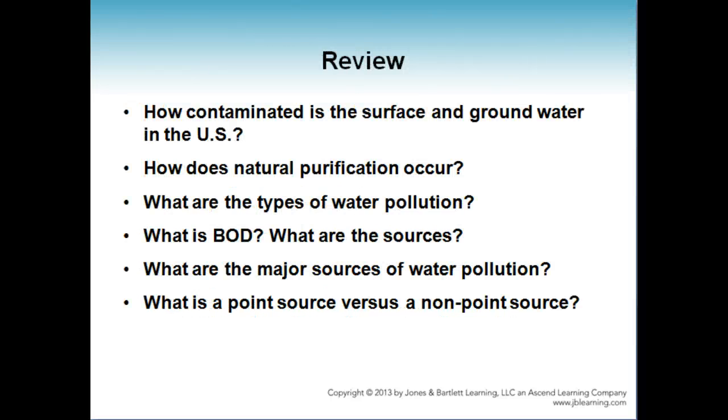So let's review. In this section we talked about how contaminated the surface and groundwater is in the U.S. in general terms. We talked about how natural purification can occur. What are the different types of water pollution? We discussed biochemical oxygen demand and what the sources of it are and how it works. We also talked about the major sources of water pollution and what the difference is between a point source versus a non-point source pollutant.